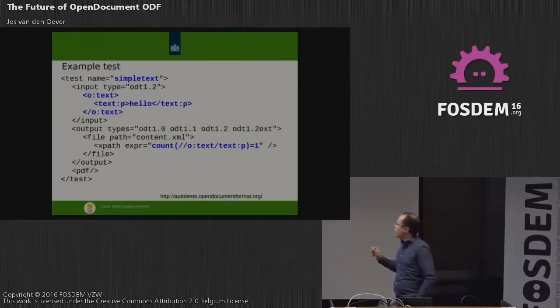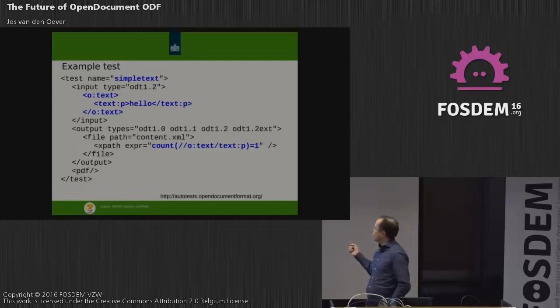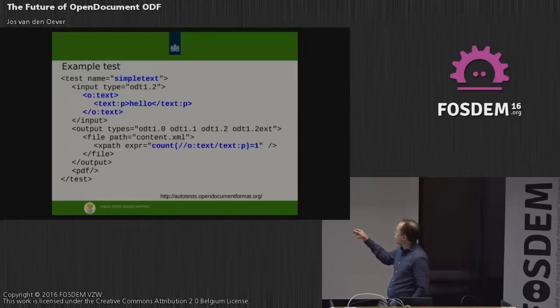Here's an example of such a test. So it's a simple text test. It basically says hello, and that's the input, and then the output has to be an ODT in one of the versions, and the file content XML in this file has to still have one paragraph, and we count that automatically by writing an XPath expression there. So you have an XPath, and that's the //office:text/text:p. So one paragraph, that count should be 1. If that's not 1, then something went wrong in loading and saving of that document.